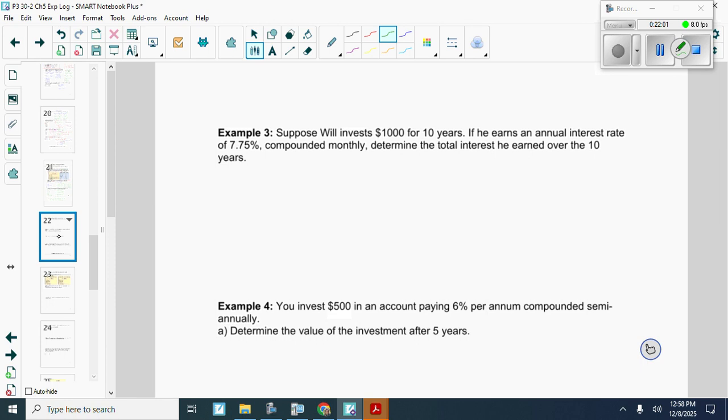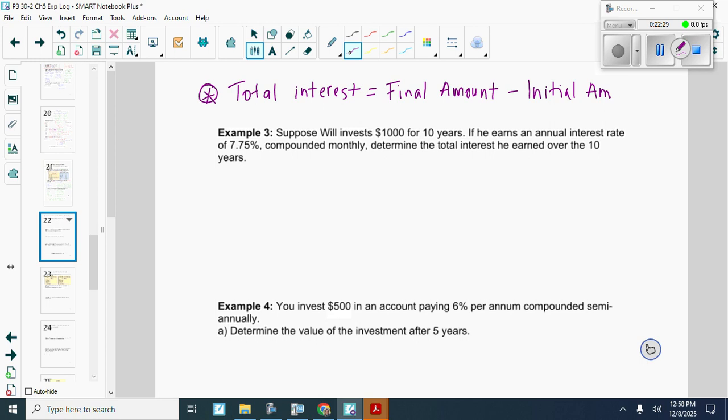Okay, so guys, this one is a little bit different because here's what we need to understand right here. The total interest is equal to the final amount subtract the initial amount. Our formula does not tell us how much interest we earn because it's compounded in there. It's part of the final amount.